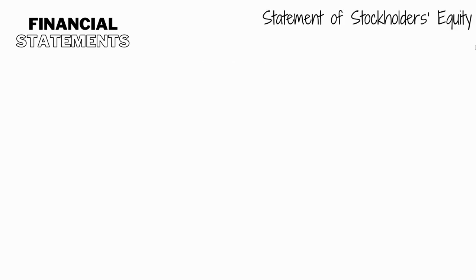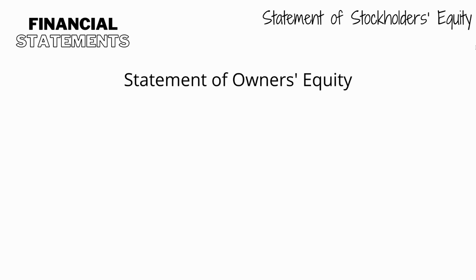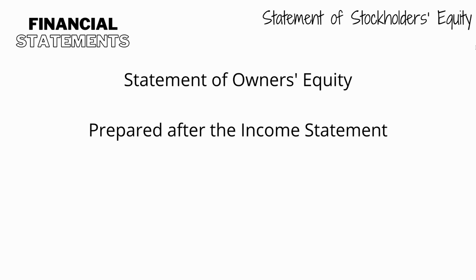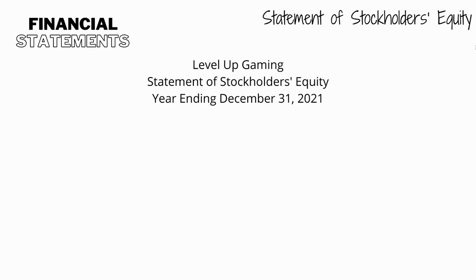Next is the statement of stockholders' equity. We know that common stock plus retained earnings equals stockholders' equity. Another name for the statement of stockholders' equity is statement of owner's equity. It's prepared after the income statement, and it shows changes in owner equity over a period of time. Let's look at Level Up Gaming's statement of stockholders' equity for the year ending December 31st, 2021.